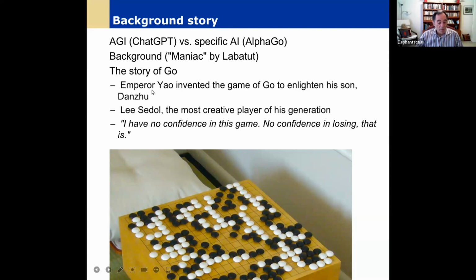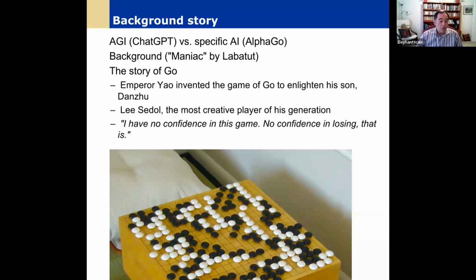So first fact about Go, and I knew nothing about them, perhaps you don't: Emperor Yao, legendary Emperor Yao, invented the game of Go to enlighten his son, because his son was a wild beast who was killing everything in sight. That done, we come to the game of Go that was invented, and we meet Lee Sedol, who is the champion, the world champion of his generation.